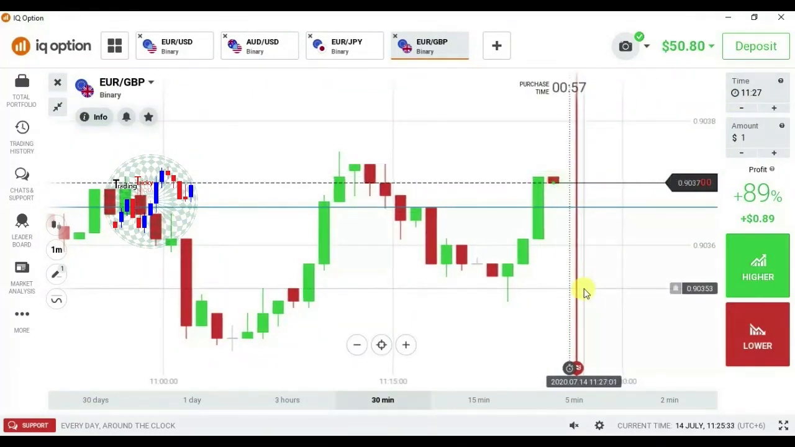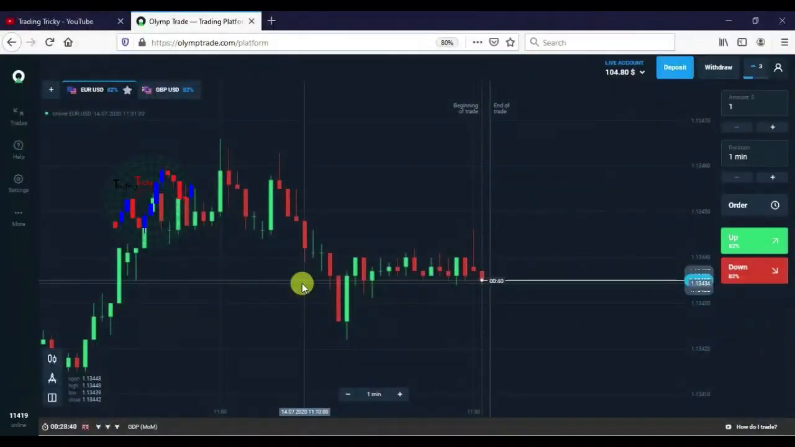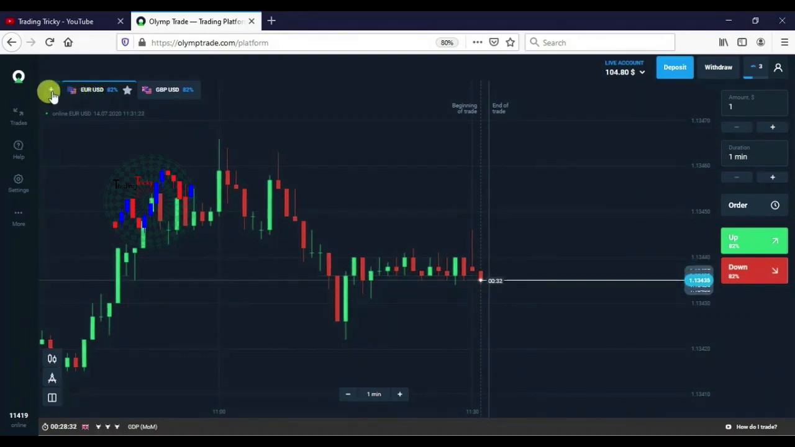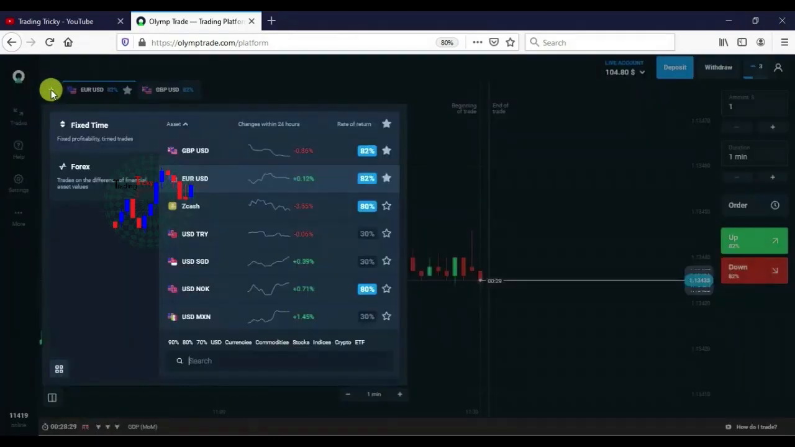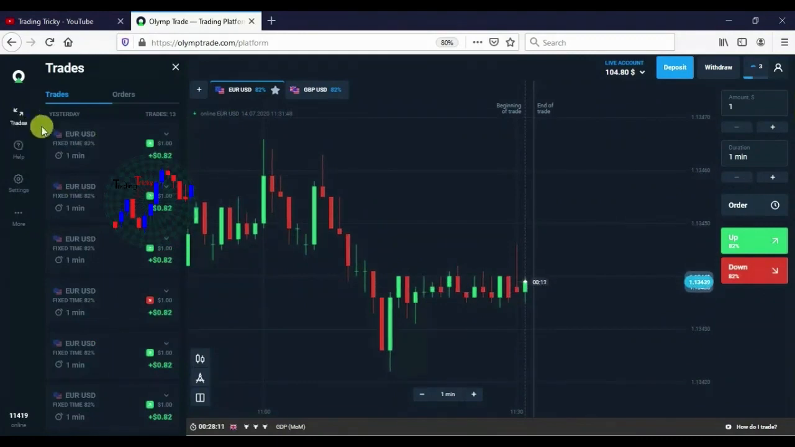But Olymp Trade is a little different. That's the reason I want to show you Olymp Trade too. So let me show you. This is the Olymp Trade platform. You can see Euro USD. You can change the pairs or add pairs by clicking this button. After clicking the plus button, if you tick the star, it will add here. Or if you just select any pair, it will replace the current one here. You can see trading history by clicking here, Traders.